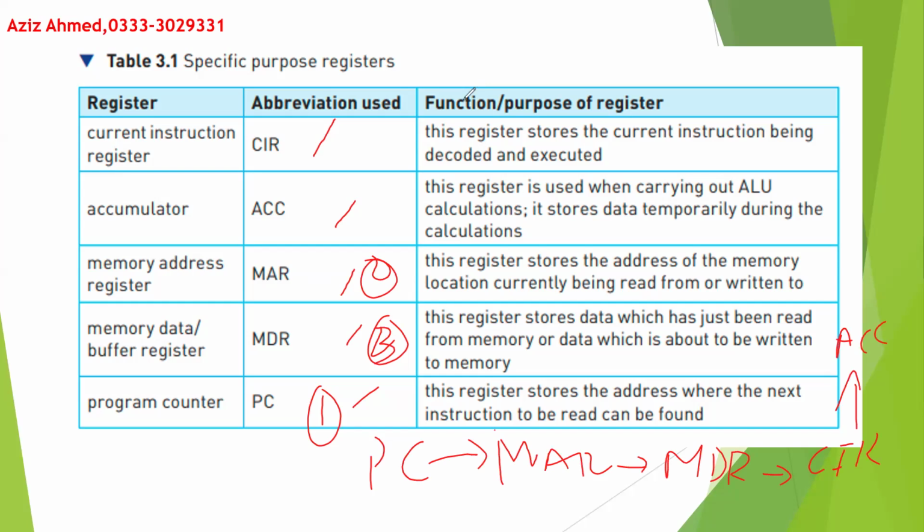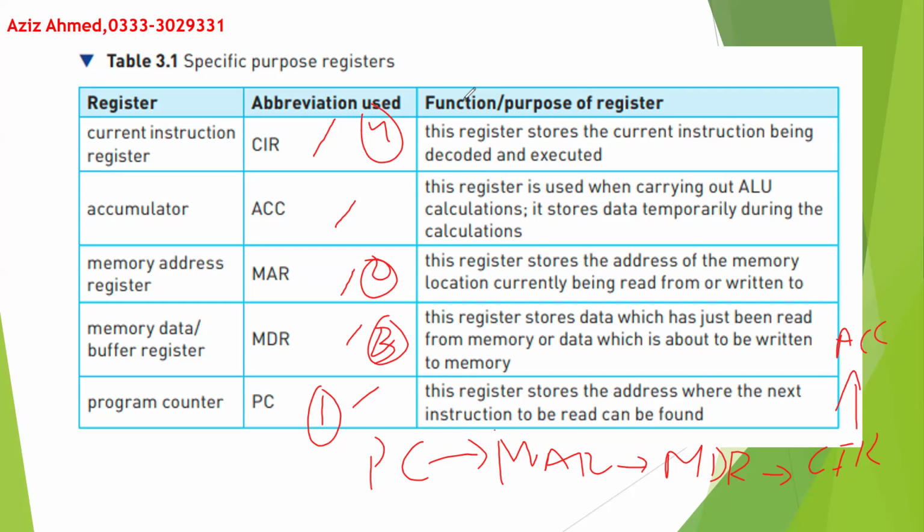So MAR, this register stores the address of the memory location currently being read from or written to by the processor. MAR holds the address of data to be processed. MDR holds the actual data. This register stores data which has just been read from memory or data which is about to be written to memory. The fourth is CIR. This register stores the current instruction being decoded and executed. The processor working on the current instruction holds it in CIR.